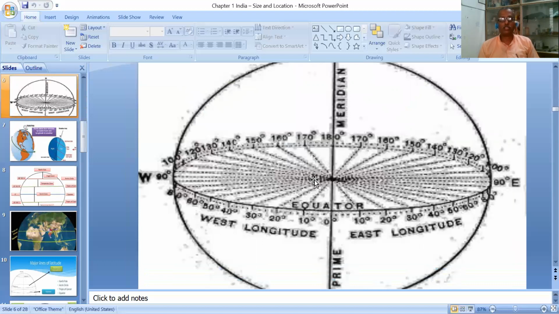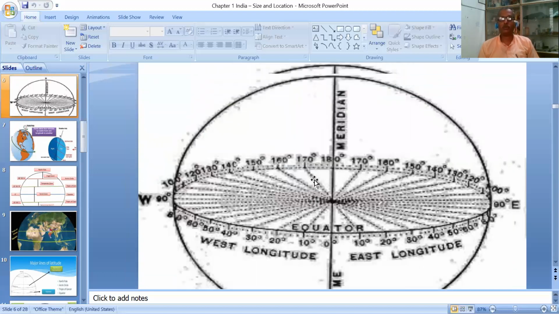Fine. So as far as the meridians of longitude are concerned, they run from north to south. They have been partitioned into two parts, west and east. Why am I telling west and east? Earth spins on its axis. We have learned this in classes: Earth rotates on its axis. From which direction to which direction does it rotate? It rotates from west to east. So that's why I told you west and east.